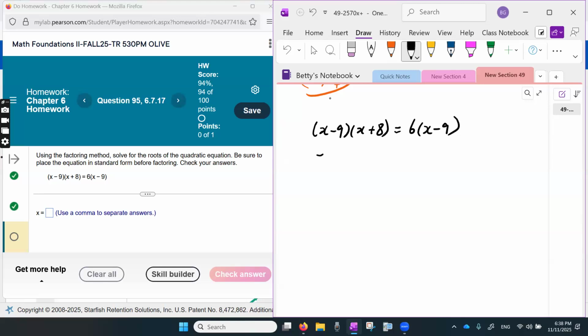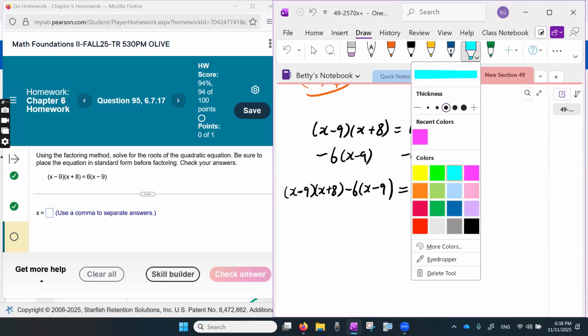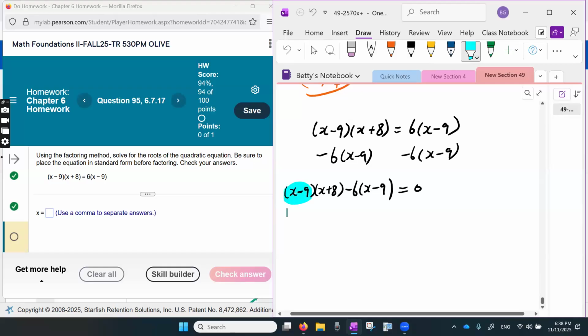I'm going to subtract 6(x - 9) from each side. We need to keep the right side at 0. Then the left side has (x - 9)(x + 8) - 6(x - 9). I hope you see that the two parts have a common binomial factor, x - 9. So we can factor it out.